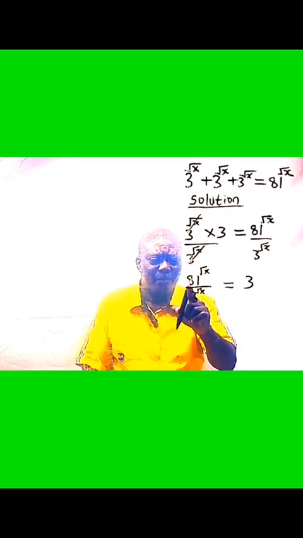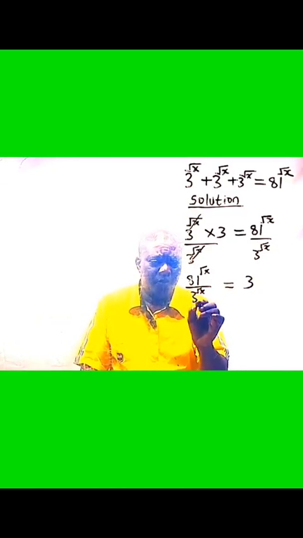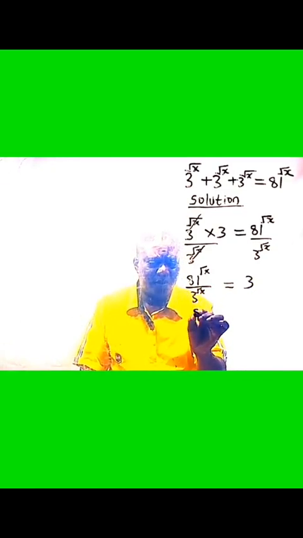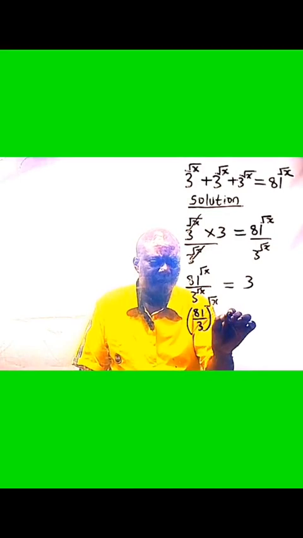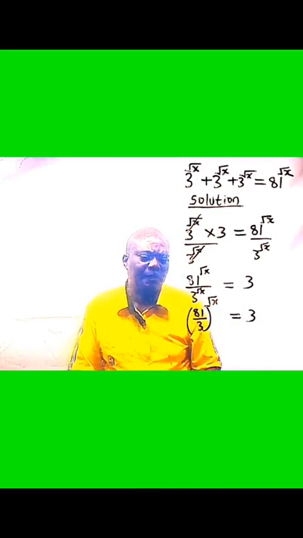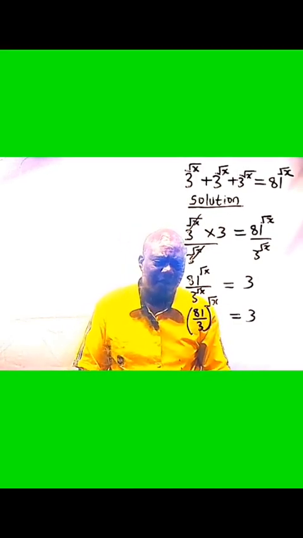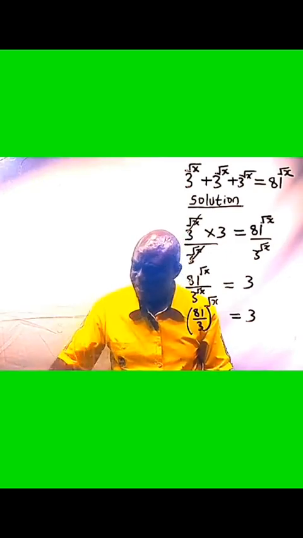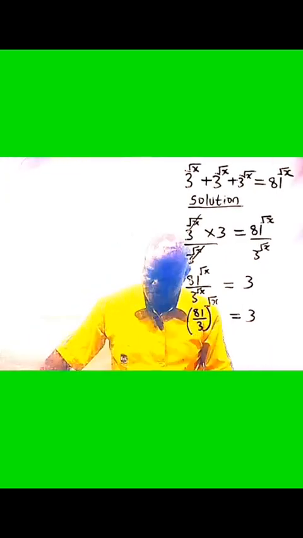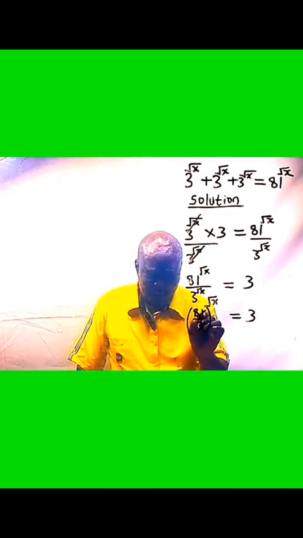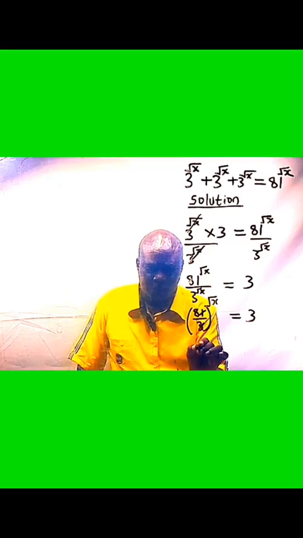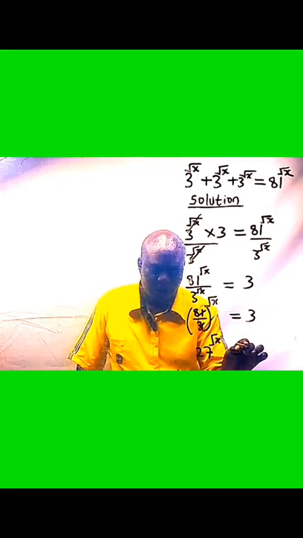So that they have common power. So what you now have is 81 over 3 all to the power of root of x equals 3. Also observe that 81 can divide by 3. 81 divided by 3: 3 here is 1, 3 here is 27. So you have 27 to the power of root of x equals 3.